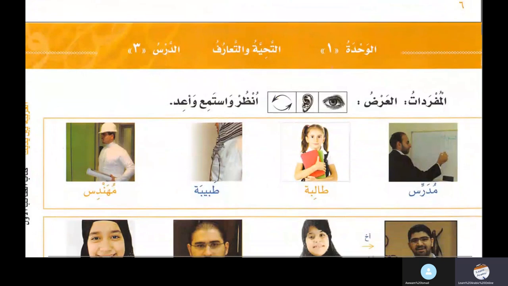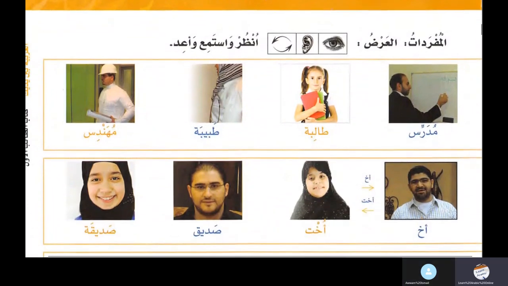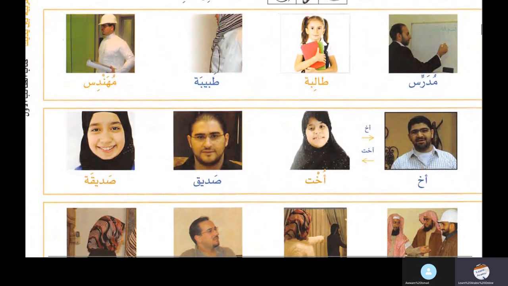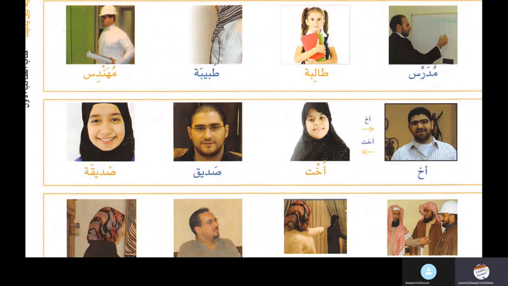Next, al-wahdatul ula, al-mufradat. Read these words. Mudarris. This is mudarras? No, no, it is kasra because it is under the shadda. When it is above the shadda, it is fatha. When it is under the shadda, it is kasra. Okay. Mudarris.